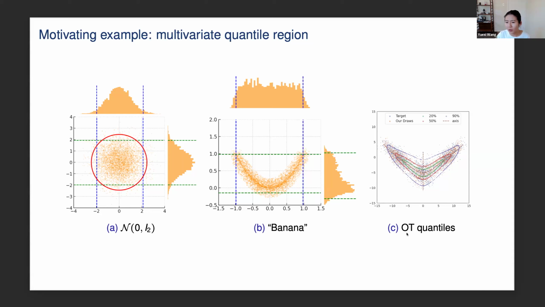So the last plot is what our method is able to do. Here we can generate quantile regions at any levels. Say, for example, here we produce credible regions at 20%, 50%, and 90%. All three quantile regions are able to capture the non-convex shape of this banana distribution. And they take better care of the correlation among different parameters. And this will give you an advantage, say, in downstream analysis.